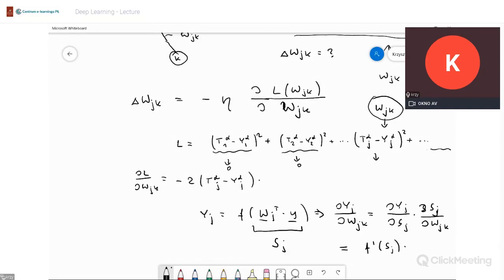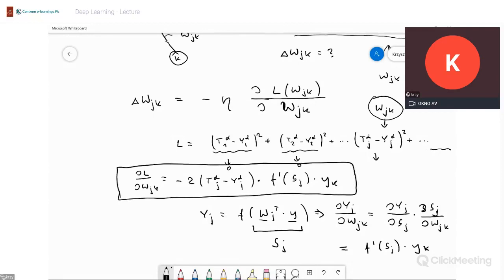So if I would like to continue, this is just a derivative of my nonlinear function at a particular activation, times the derivative of my dot product with respect to this particular weight, and the only term is y_k here. So I can multiply this by f prime S_j times y_k. So actually, you can see that the computations here are identical to computations that I was making for an isolated neuron.